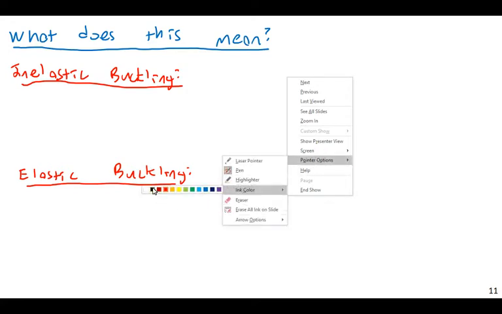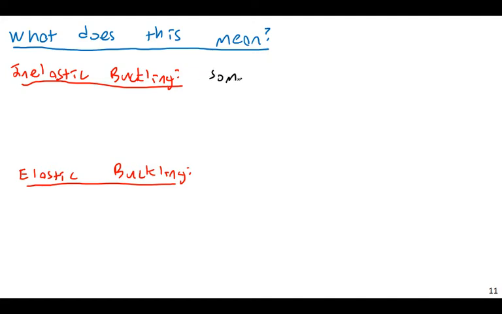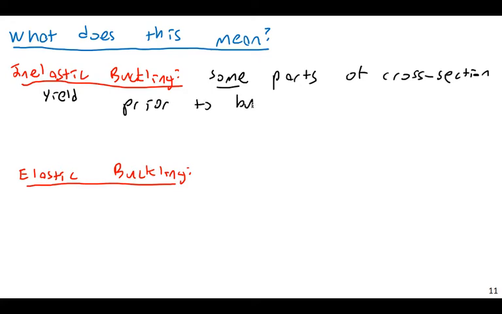Here, basically if we've taken everything up to the yield stress, some parts of the cross section have yielded prior to buckling. That's why it's referred to as inelastic buckling. It still will buckle, but some parts of the cross section yield prior to buckling. And typically this is going to be critical for short, stubby columns.